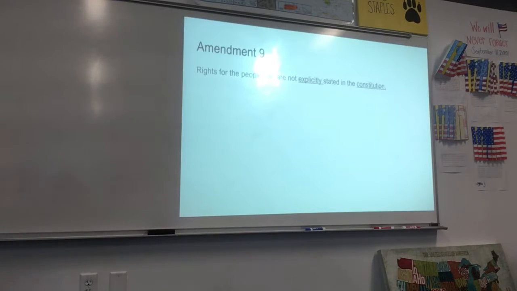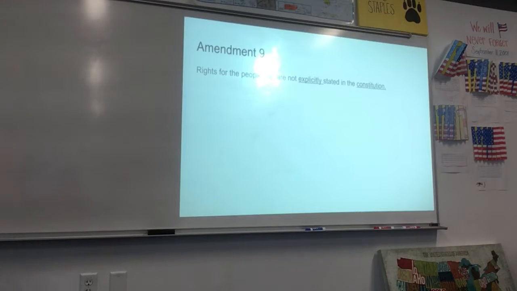Number 9, rights for the people that are not explicitly stated in the Constitution. So, if it does not directly state in the Constitution, if it's not specifically stated, like no texting and driving. There was no such thing as cell phones back when the Constitution was written. So, rights not stated are left to the state. Okay, so the state can decide if texting and driving is illegal. If they're not explicitly stated in the Constitution, those rights are to the people, meaning the state.